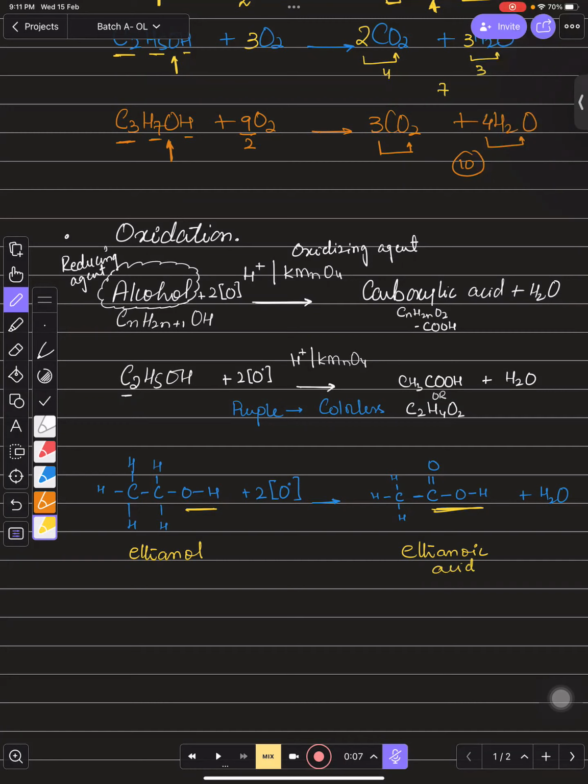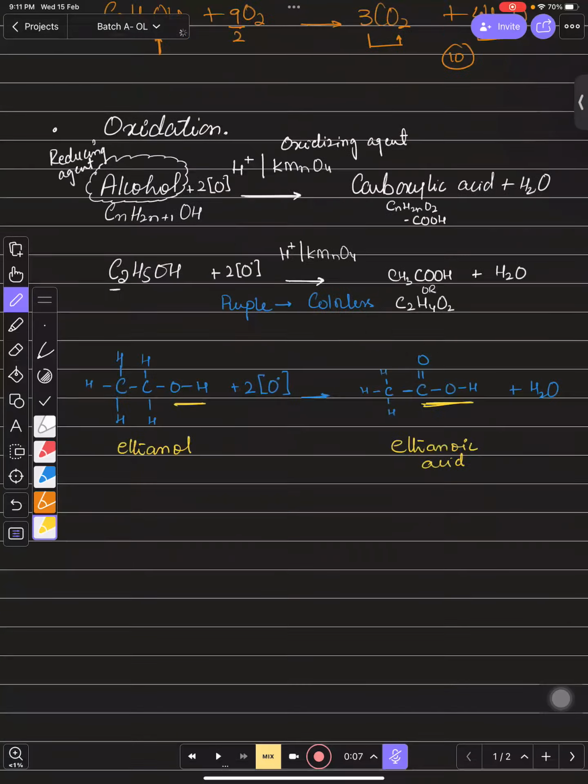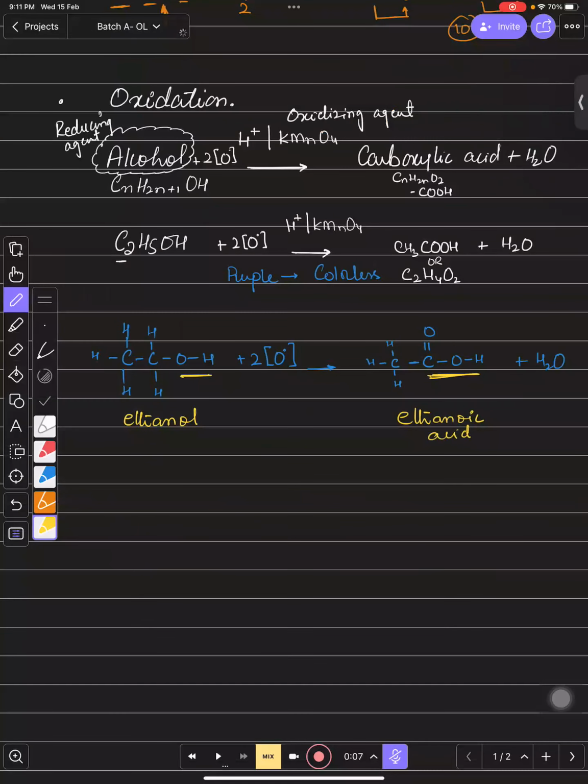So you can form ethanoic acid from ethanol in the presence of an oxidizing agent, which is KMnO4, and you use acid over there to speed up the reaction, right? And also the water is one of the byproducts over here. Is that right, every one of you? Yes, sir.